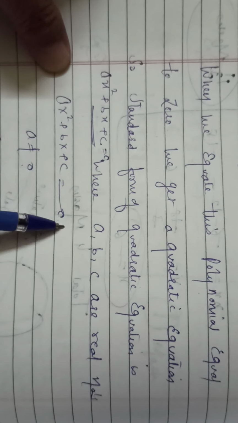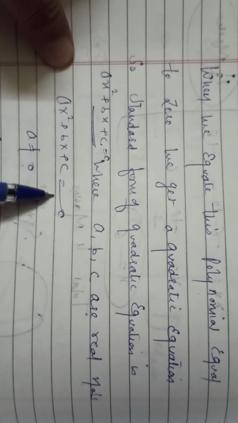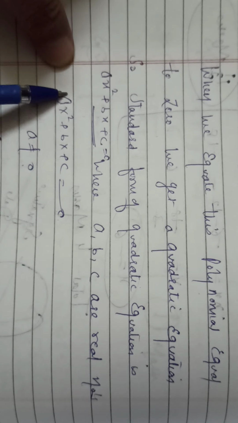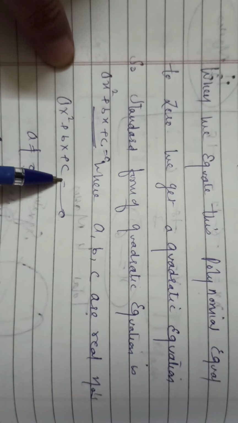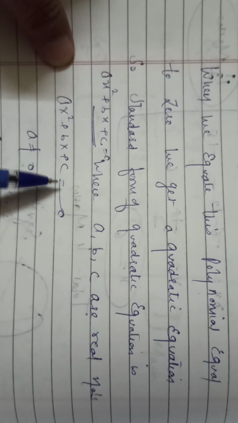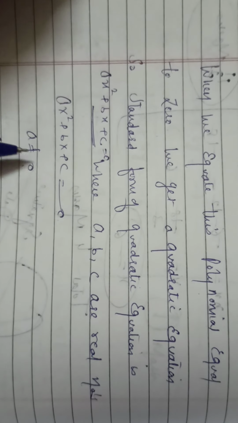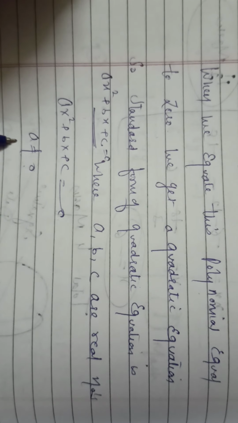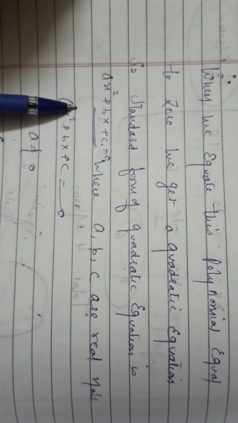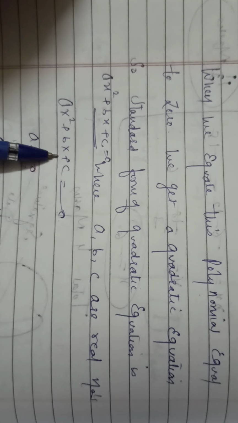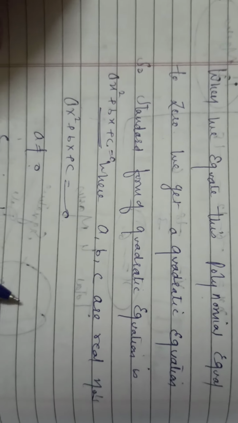You know what an equation is? An equation is a statement of equality in which there is an equal sign. When we put an equal sign with the polynomial, then it becomes an equation, right? And again the condition is that a should not be equal to 0, because if a is 0, then bx plus c equal to 0 means this is a linear equation, right?